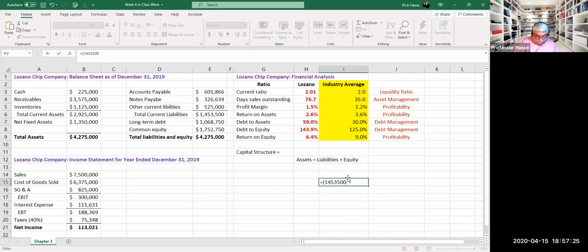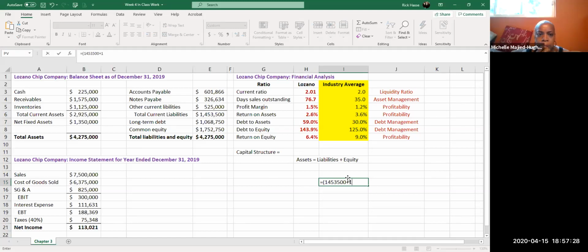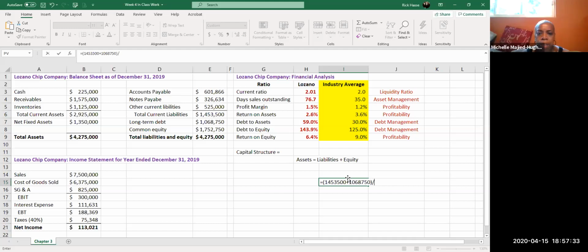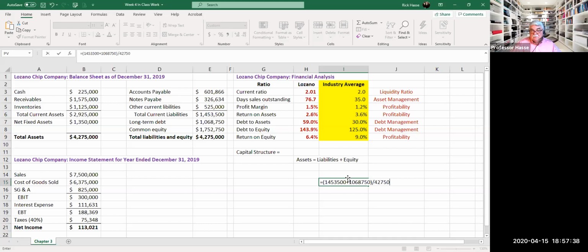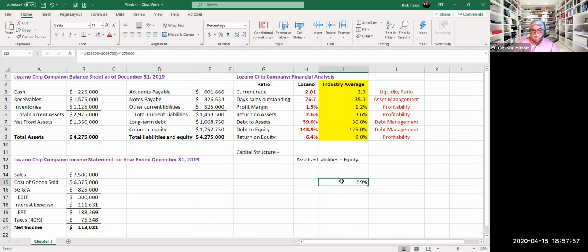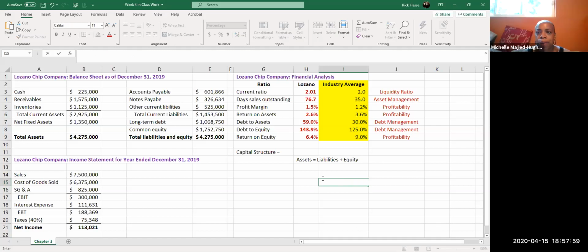1,453,500 plus 1,068,750 in parentheses, divided by 4,275,000. Oh, wait a minute. Oh, I changed it. No, you're right. I did get 59%. Very good. But the debt to equity, I didn't get the same. Right, that was different. We're going to look at that one right now. Okay, thanks, Michelle.